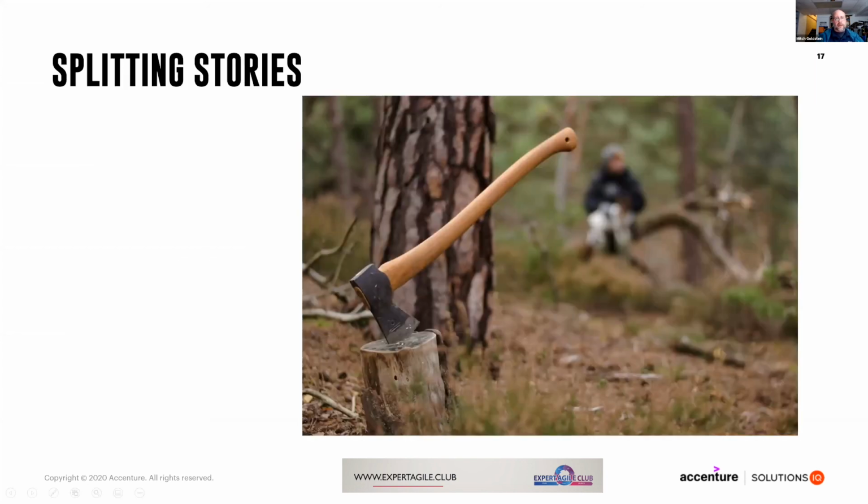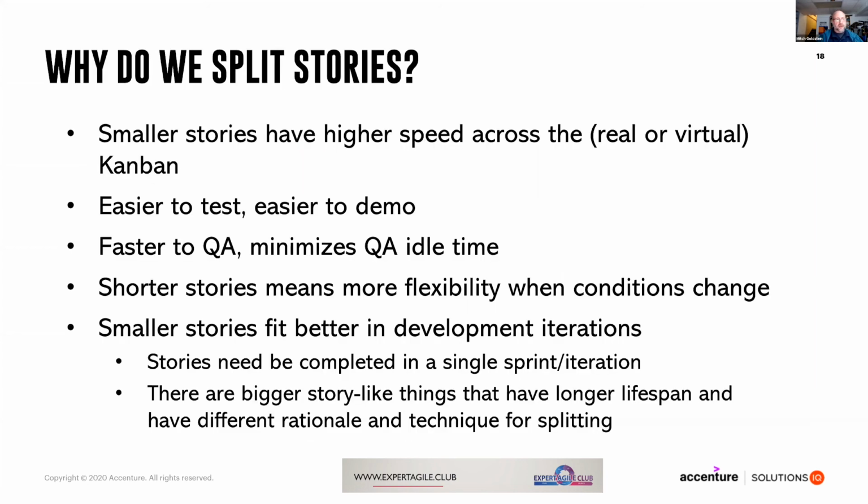So let's talk about splitting stories. So how do we split stories? Well, we already went through this. They move across the Kanban, easier to test, easier to demo, faster time to QA. We want to minimize the time that QA assets are idle. We want to have testing starting as early in a sprint as possible.